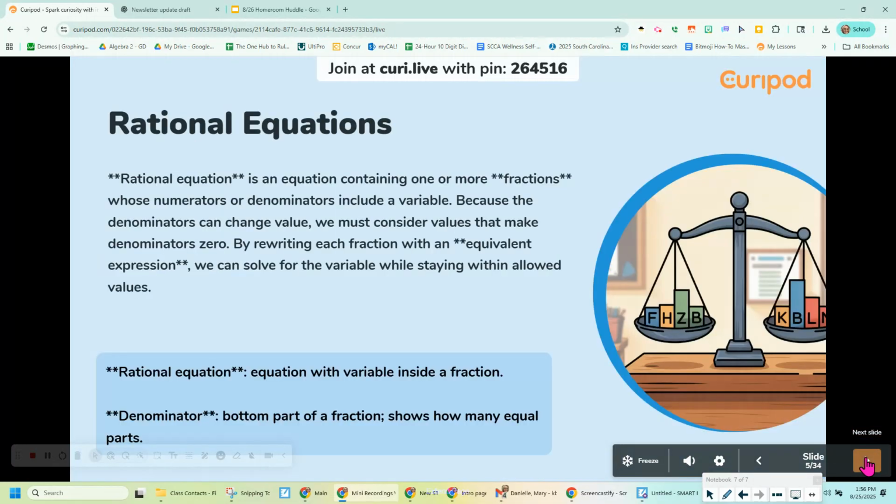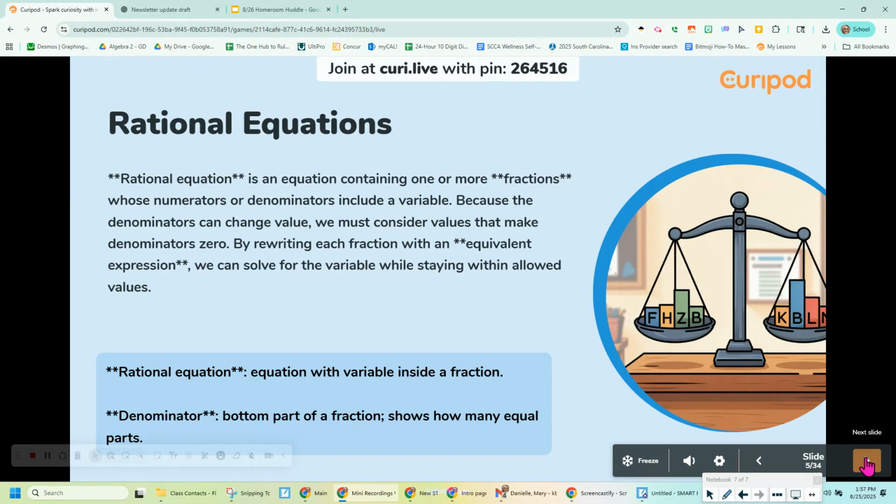So let's dive in. A rational equation is an equation containing one or more fractions whose numerator and denominators include a variable. Because the denominator can change value, we must consider values that make denominators zero. By rewriting each fraction with an equivalent expression, we can solve for variables while staying within allowed values.